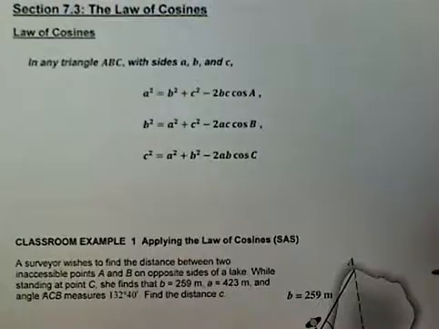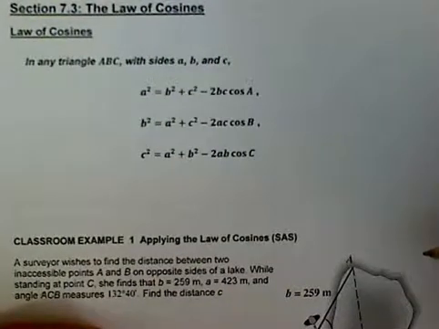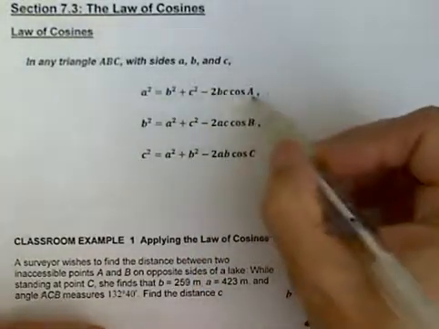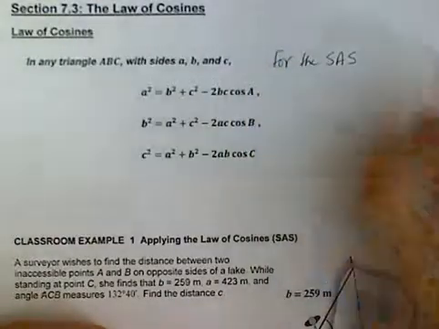This is your video for section 7.3. This one's about the law of cosines. This is the law that we use in another case where we can't use the law of sines. This would be when we have two sides and the angle in between them. So this would be for the side angle side case.